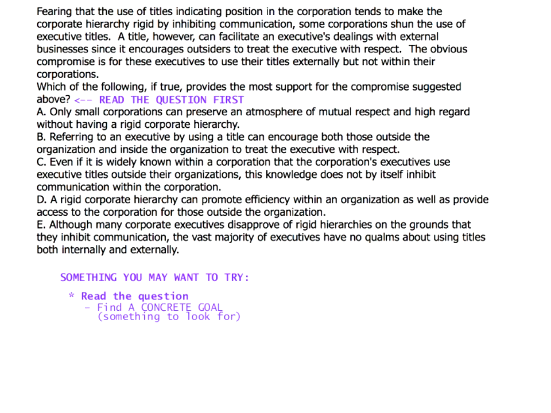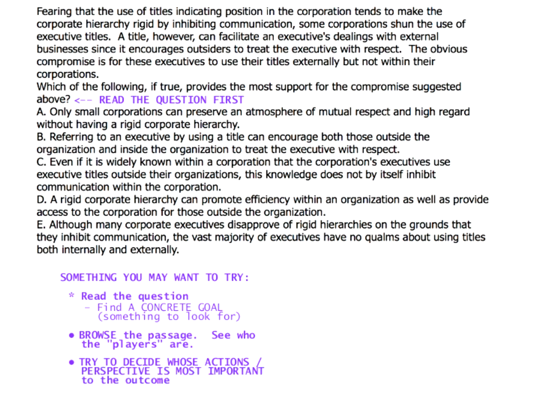Then what I would do with a situation like this, not with passages that are entirely about weird scientific abstractions, but with stuff where it's corporations and people and basically human interaction of some sort, is browse the passage and see who the players are, so to speak. Then I would make some attempt to decide whose actions or perspective is most important to the outcome, and then think about reading more slowly and carefully from that perspective. This is worth trying. At least try it on and see if it works for you. It's ultimately a matter of take what works for you and leave what doesn't.